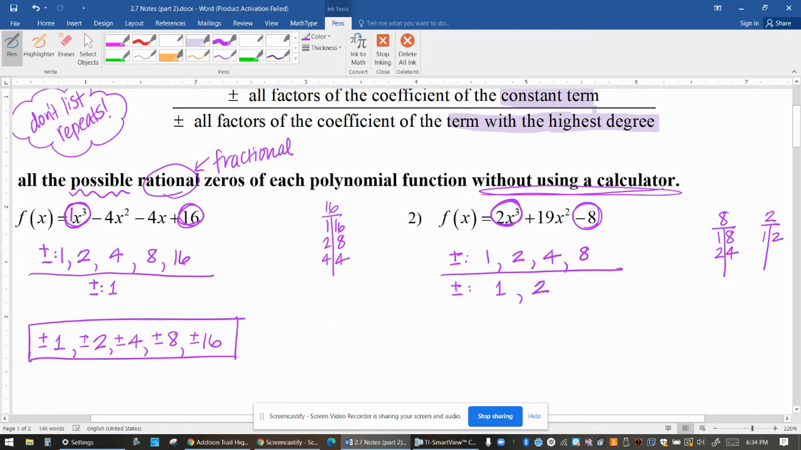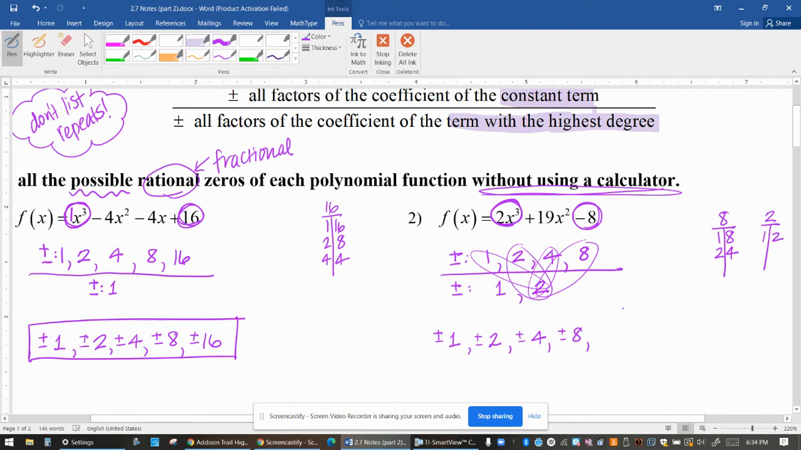So now we have to take every numerator and divide it by each one of the denominators. So we're going to take turns. We're going to take 1 and divide it by 1, 2 divided by 1, 4 divided by 1, and 8 divided by 1. All of those are going to come out exactly the same, right? 1 divided by 1, 2 divided by 1, 4 divided by 1. You get the idea. But now we have to take each of those numerators and divide them by the 2.